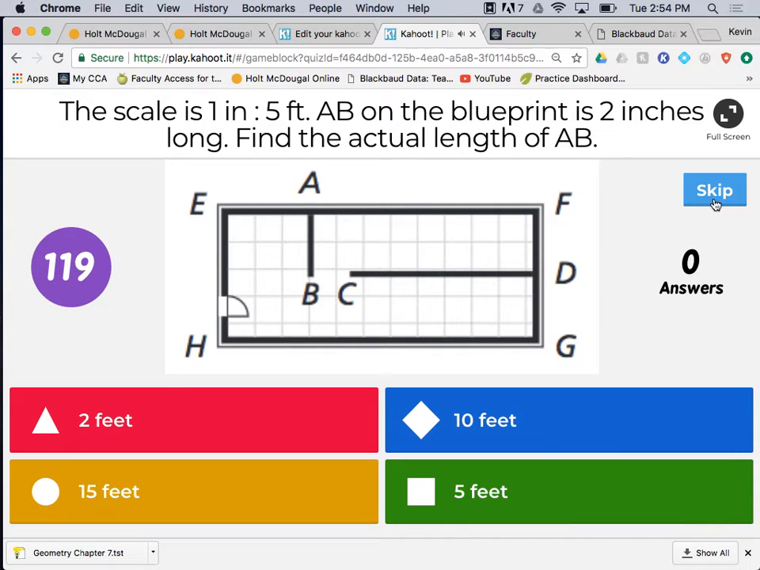All right, look. The scale on this blueprint is 1 inch to 5 feet. AB on the blueprint is 2 inches long, so this is 2 inches from here to here. Find the actual length of AB. If it's 1 inch for every 5 feet, and AB is 2 inches, then how long is it in real life?